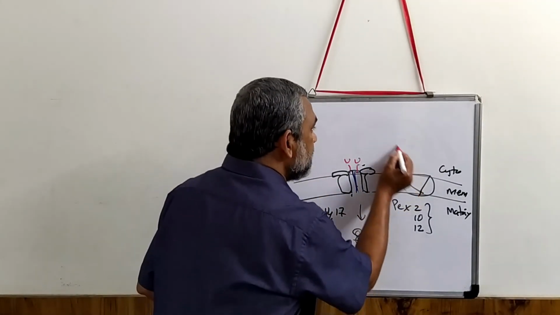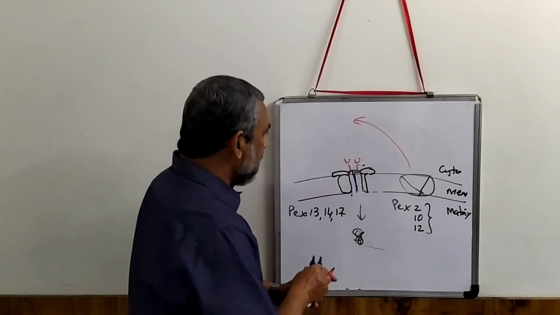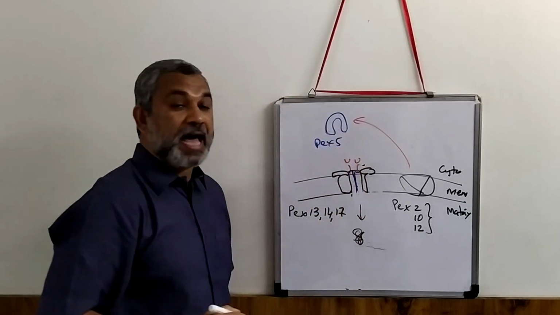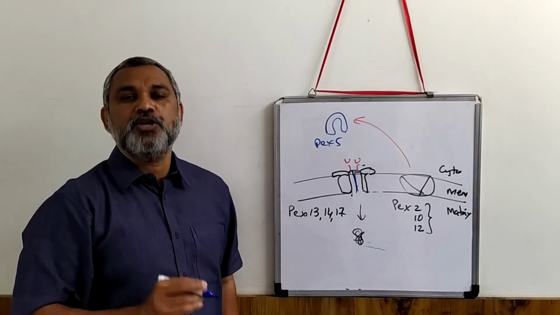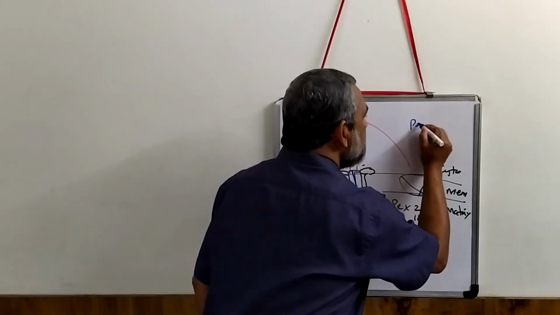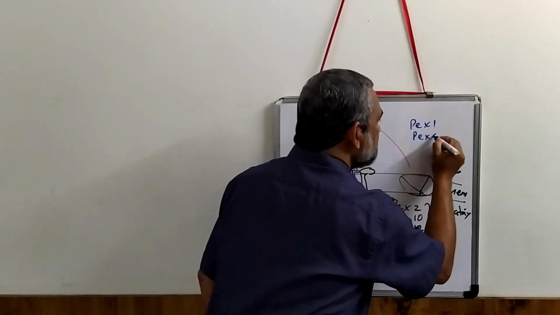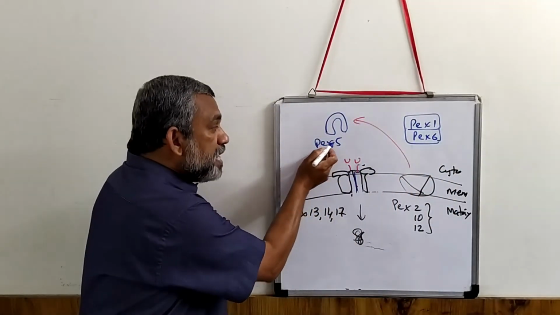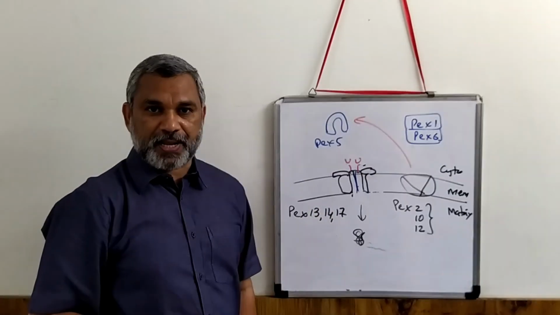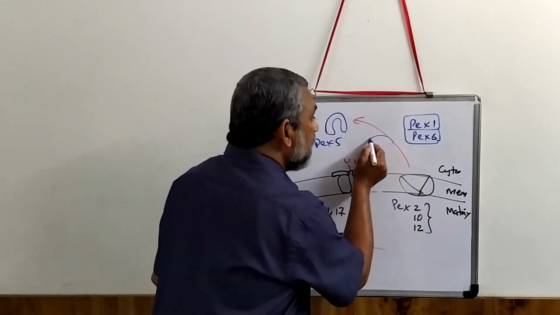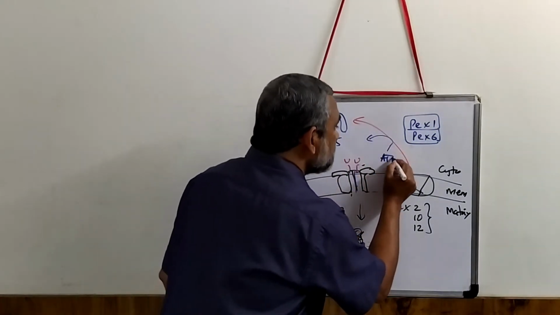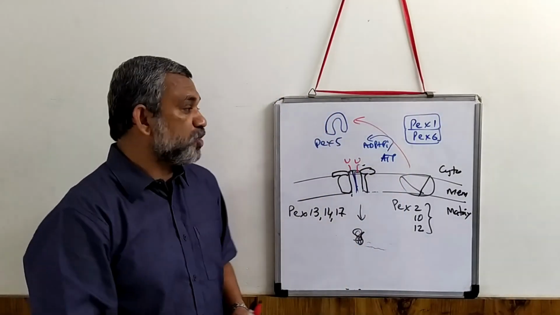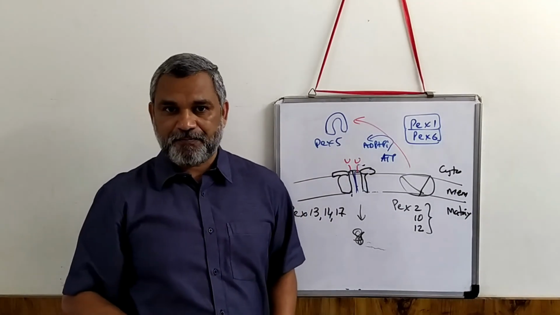Now that separation and release of PEX5 is mediated by 2 other PEX proteins. One is PEX1, the other one is PEX6. So these 2 proteins will mediate the release of the PEX5 from this particular complex. That requires hydrolysis of ATP. ATP is hydrolyzed to ADP plus Pi. That energy is utilized for separating the PEX5.